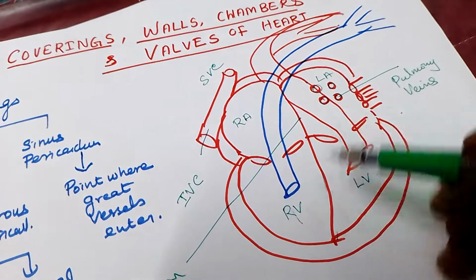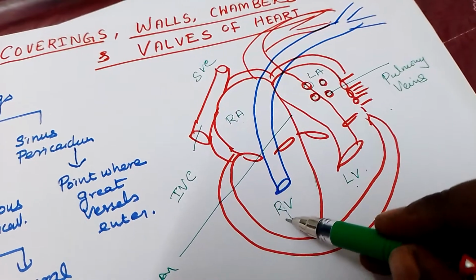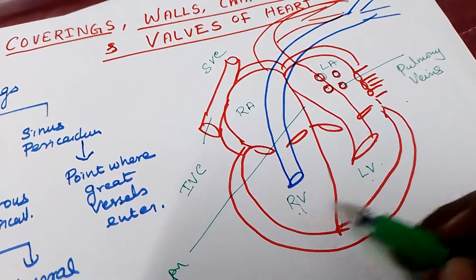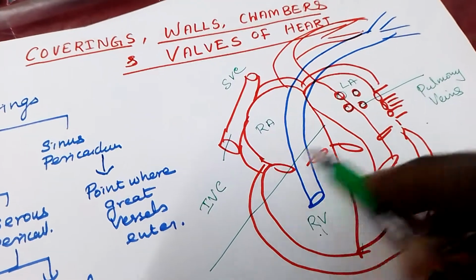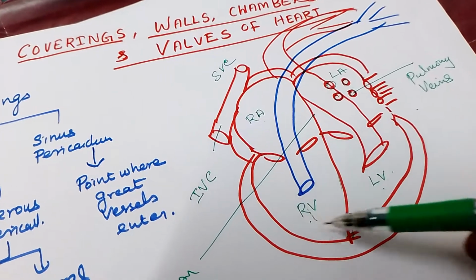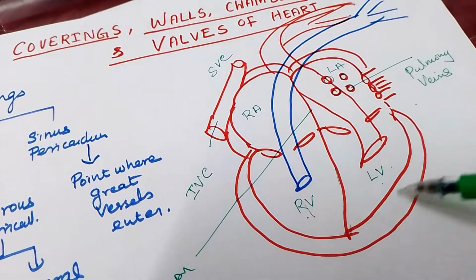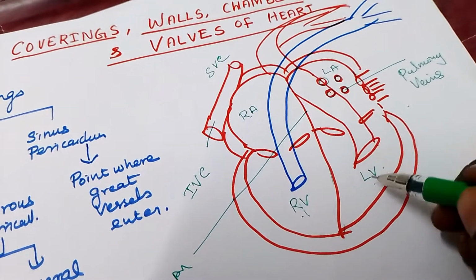This is the left side of the heart. This is the right ventricle. The lower portion of the heart is called the ventricles. The upper portion of the heart is called the atrium. Correct? The ventricles are thicker than the atria. This is called the left ventricle.